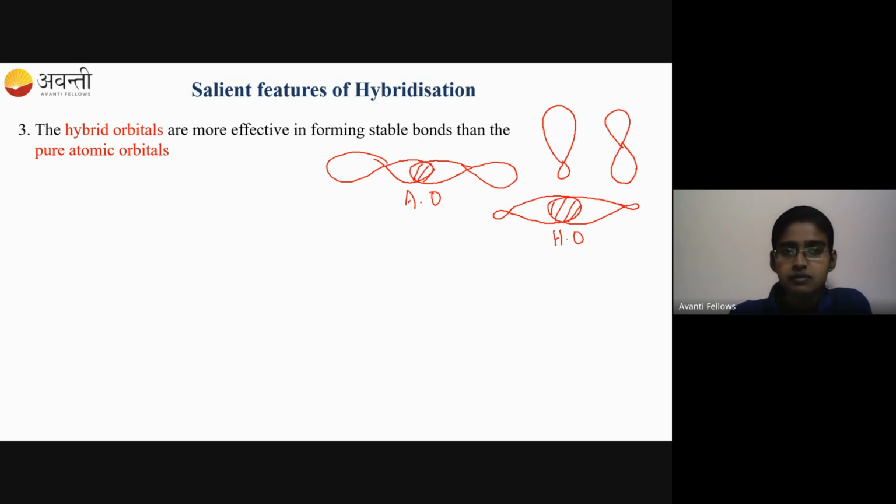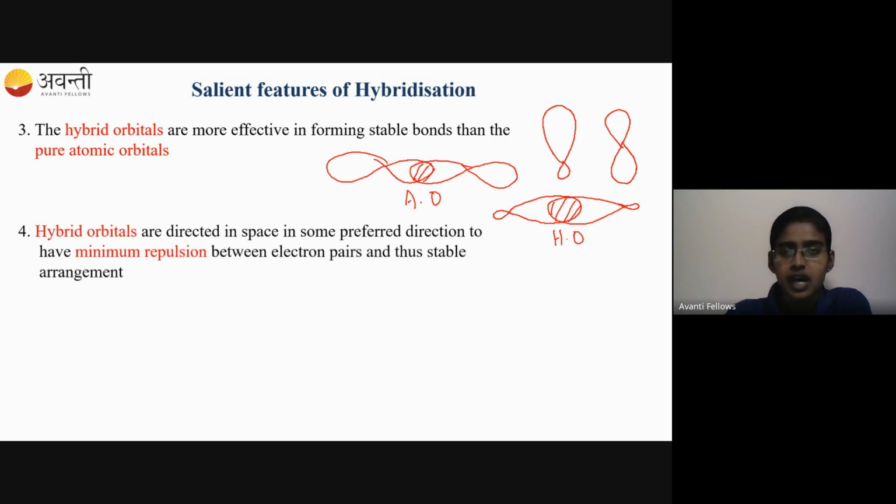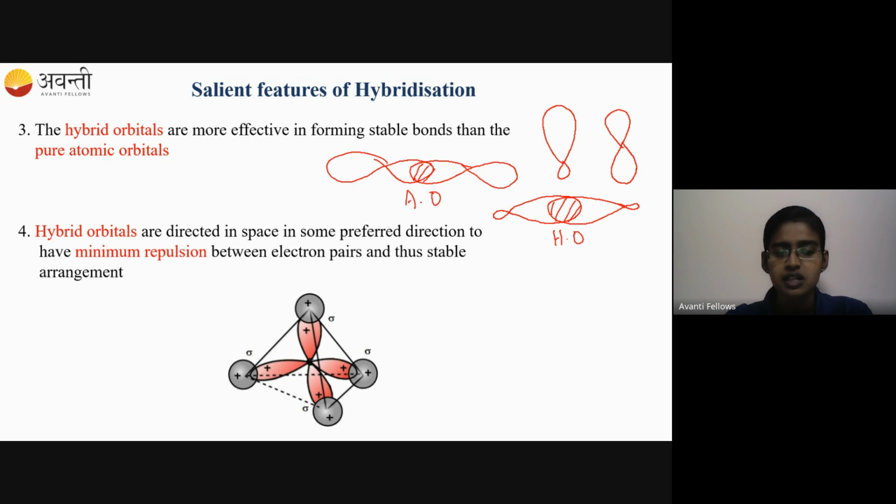Got it? Now coming to the fourth point, hybrid orbitals are directed in space in some preferred direction to have minimum repulsion between the electron pairs and a stable arrangement. Yesterday we discussed VSEPR theory, right? In that, we saw that lone pairs will try to occupy the maximum distance between them because of the repulsion. The same case is followed here also. The hybrid orbitals will try to prefer the direction that gives the minimum repulsion.